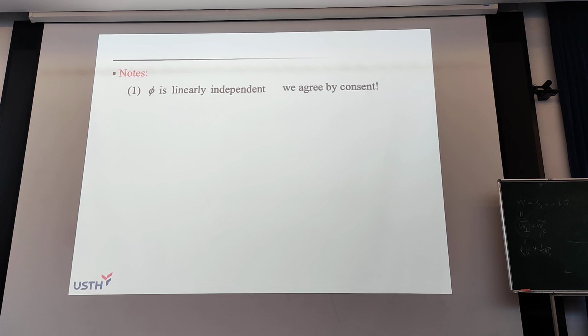The next one is the zero vector. Now we consider the set consisting of only one vector, the zero vector. The vector 0 is always linearly dependent. Why is that?